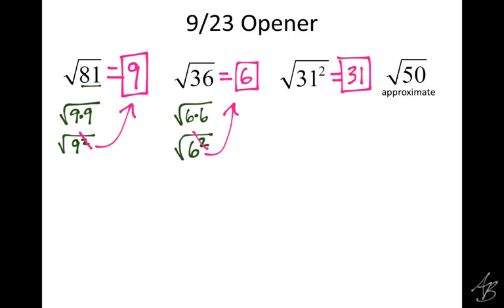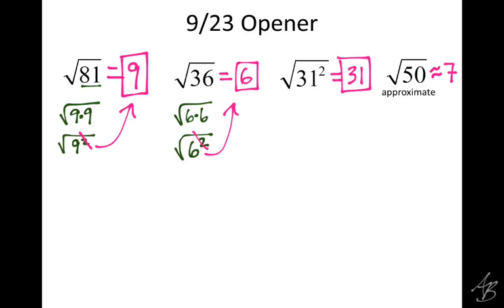So which one's the closest? 7 times 7 is pretty close, right? So 7 times 7 would give us 49. So if we're taking the square root here, we're looking for a number that multiplies by itself to get 50, we would be really close if we said it was 7, because the square root of 49 would be 7. So what do we know about this square root? It's going to be really close to what? 7.